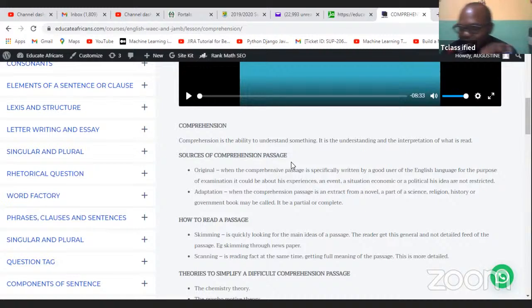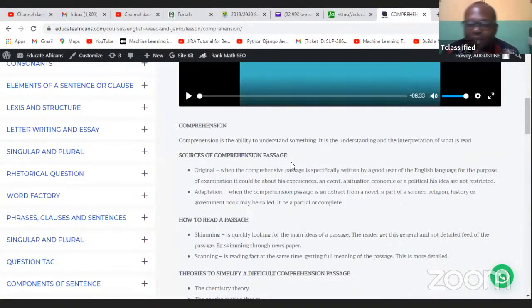So you're going to be having many adapted comprehensions, because most comprehension that you see will be about medicine, about geography, things that are already written somewhere. So they just go there and write it for you so that you read, understand, and answer the subsequent questions. Now let's move to the next topic, how to read a passage.